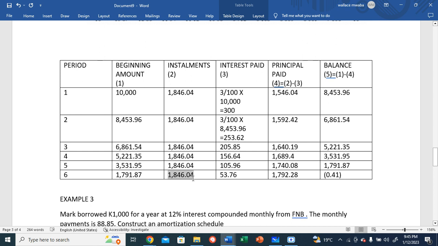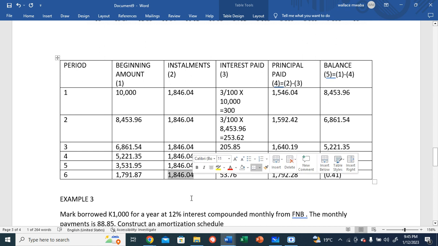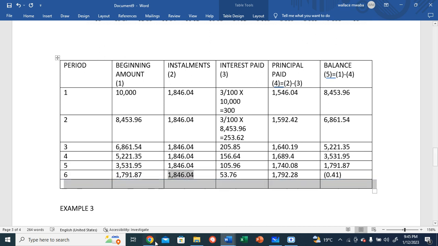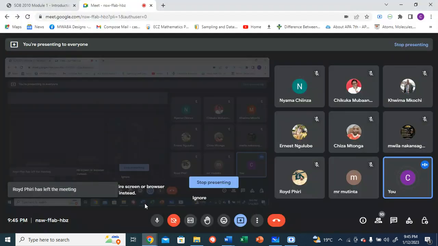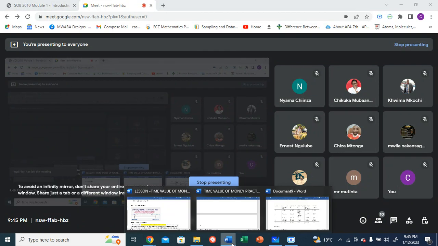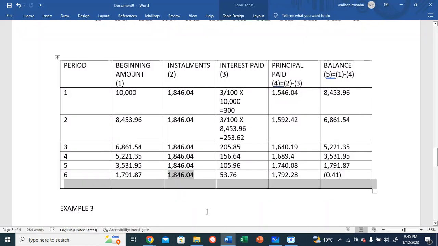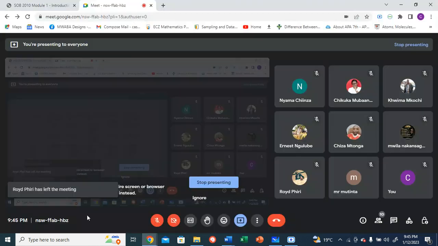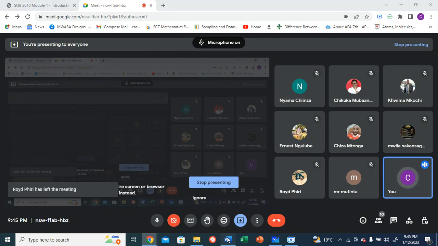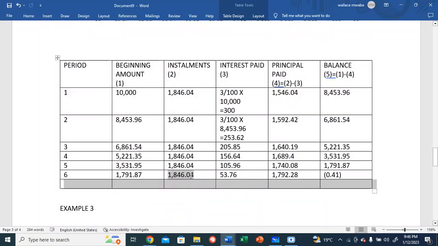All right, so this 0.41, we're going to just adjust it with the installment. So what we're going to say is, just hold on, colleagues, hold on. Yeah, so we make an adjustment to the installment here, right?